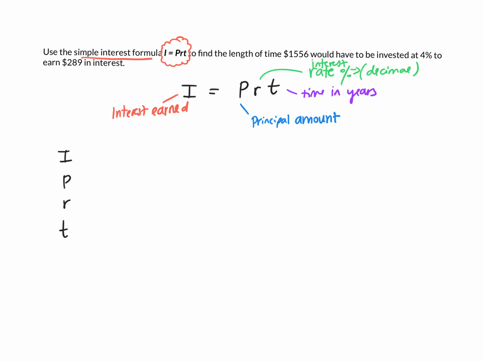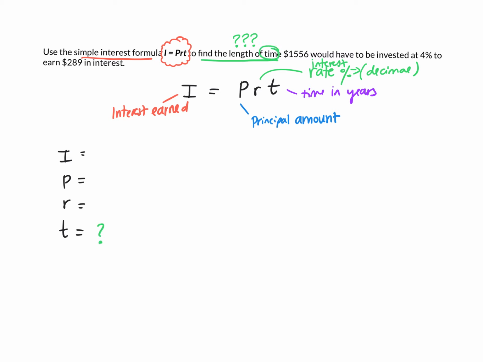Now, the first thing we want to do is figure out which values we have. Which variables can I replace? So let's read the question again. It says, use the simple interest formula to find the length of time. It says find the length of time. So we automatically know this is what we're trying to find. We're trying to find time.